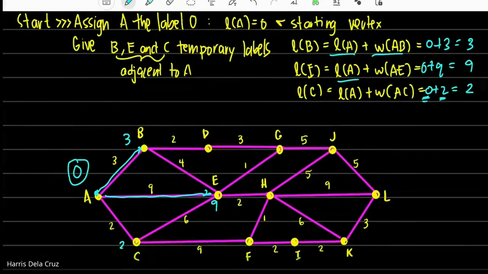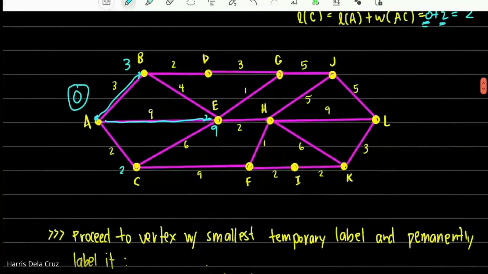So, in this case, ang pinakamaliit na value is yung C. Tama? Ibig sabihin, pupunta ka doon. Yun yung susunod mong pupuntahan, kasi yun yung pinakamaliit na value eh. So, proceed to vertex with smallest temporary label and permanently label it. Ibig sabihin, the shortest possible distance from A to C is already 2. Kasi siya na yung pinakamaliit sa 3, sa 9, tsaka sa 2.